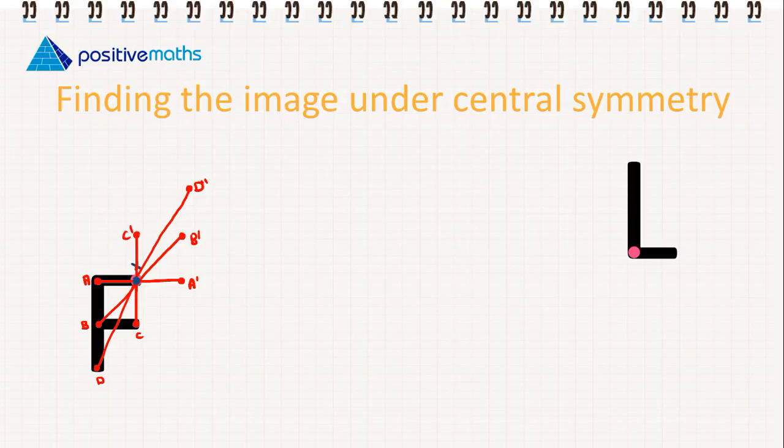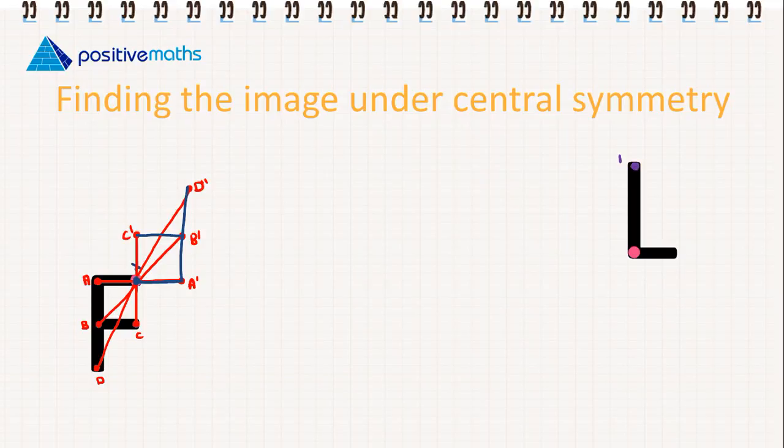The other point we have to consider is this point on F. If that's going through X, really it's just staying where it is. So now if we join up our points, we have the image of the letter F through the point X.